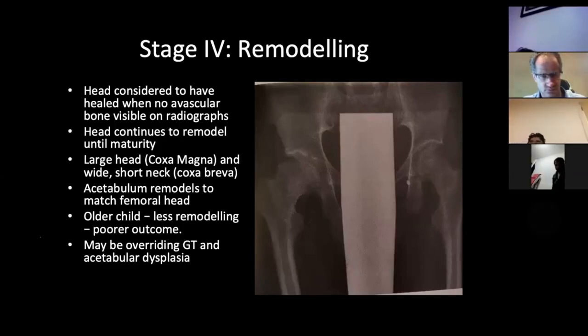As you get older, the remodeling phase is less good. So if you diagnose Perthes in a 5-year-old, it's probably going to be a good outcome. If you diagnose it in a 9-year-old, it's going to be a less good outcome. And the other part is the acetabular remodeling. So the acetabulum probably remodels up until the age of 7 or 8. So if you've got a young child, the acetabulum will remodel. If you're diagnosing Perthes in a 9-year-old, the acetabulum probably won't remodel.